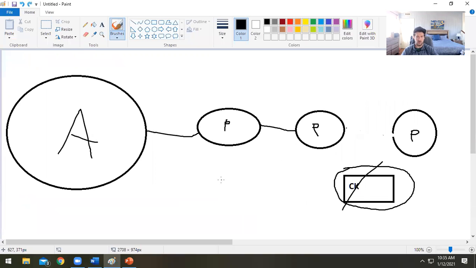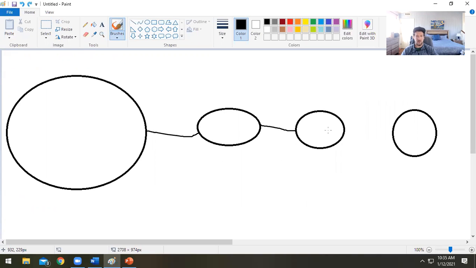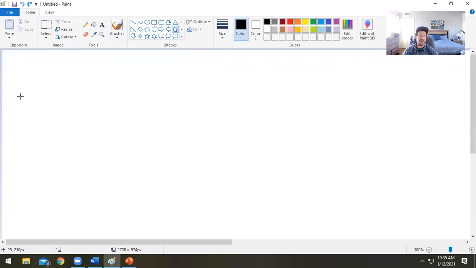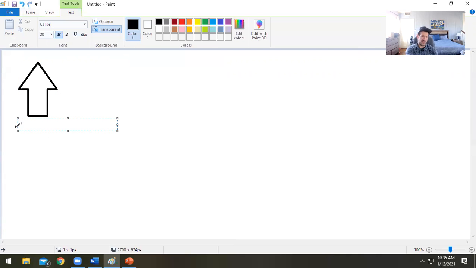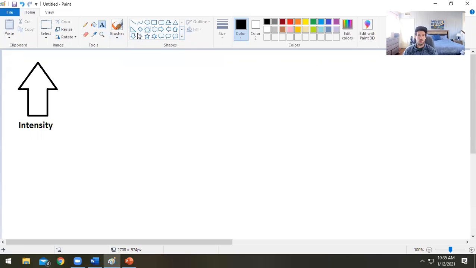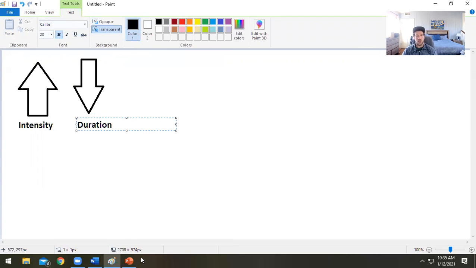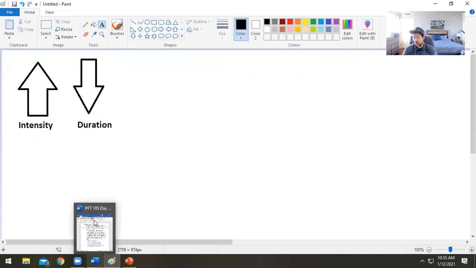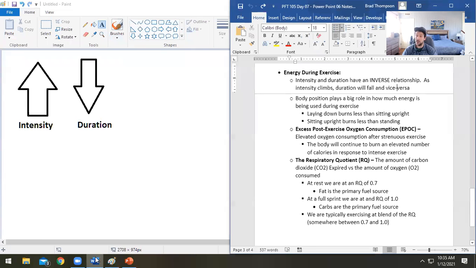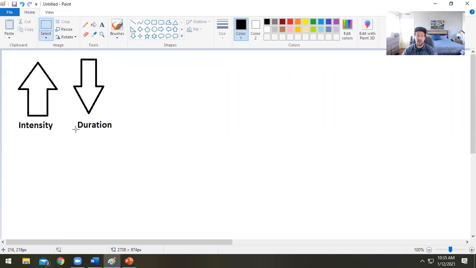So we're going to build a little chart here. We've got intensity here, right? So as intensity climbs, duration will fall. So this is our duration, right? So if my intensity is super high, I'm targeting glycolysis because it's a short duration. And if my duration gets really long, well, then I start using the aerobic metabolism instead, right?